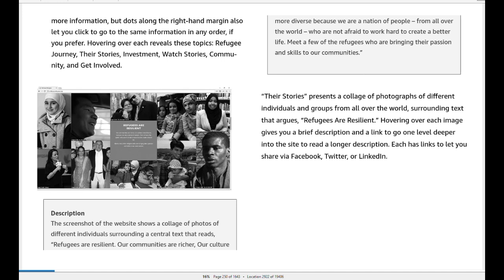Their Stories presents a collage of photographs of different individuals and groups from all over the world surrounding text that argues, "Refugees are resilient." Hovering over each image gives you a brief description and a link to go one level deeper into the site to read a longer description. Each has links to let you share via Facebook, Twitter, or LinkedIn.